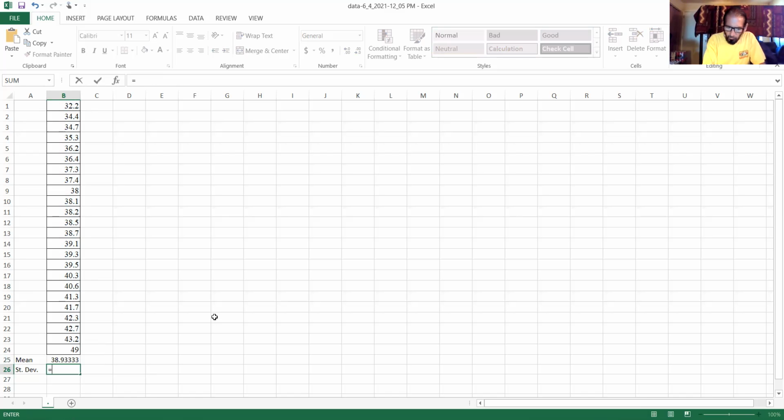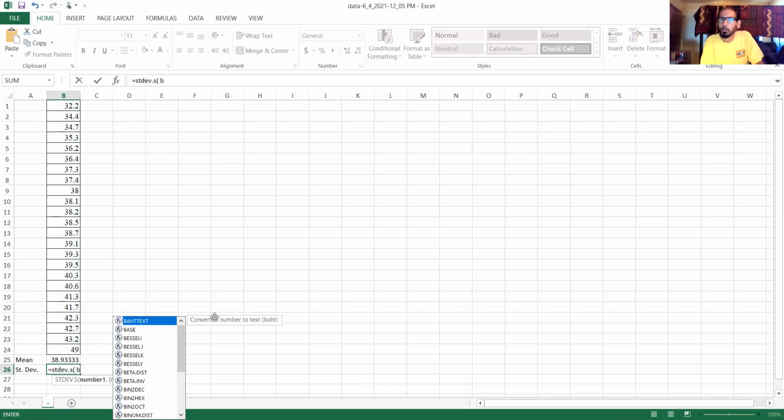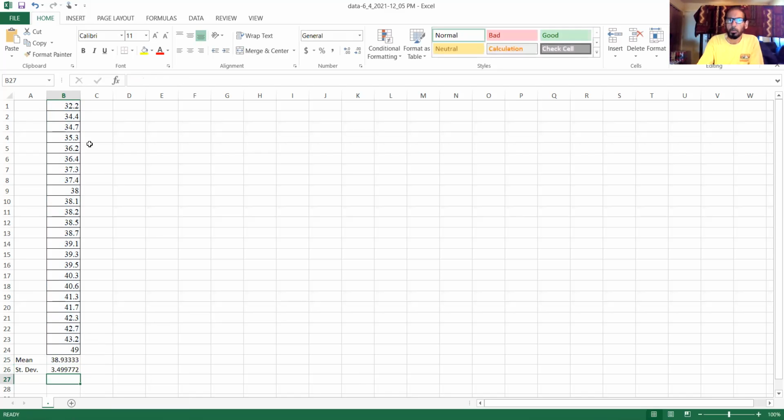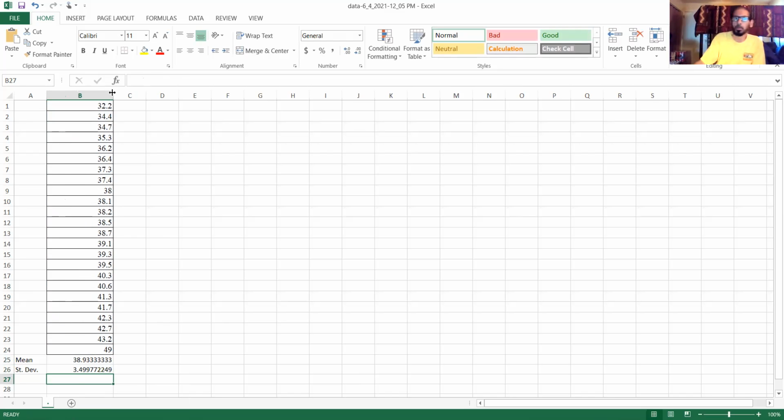And then we want our standard deviation. So equals STDEV.S, because this is a sample. And again, we're going B1 colon B24. If I go up to the top of the column and drag that right, then we get a little more precision.